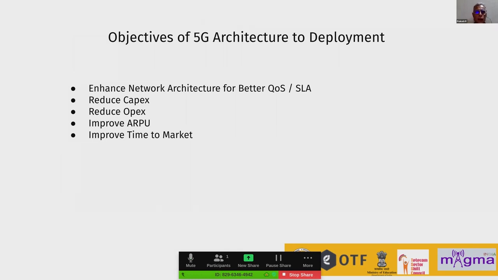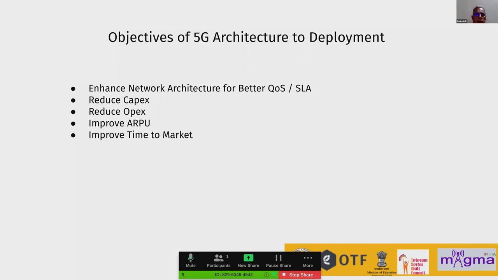Instead of that, we require an enhanced network architecture for better QoS and SLA. It could be throughput increase, optimizing the latency, reducing the capex, reducing the opex, and improving the ARPU, so that for the sustainability of the provider, they have enough margin to cover the build-up of the new network. That is what is expected.